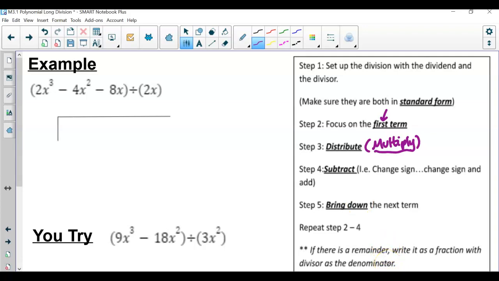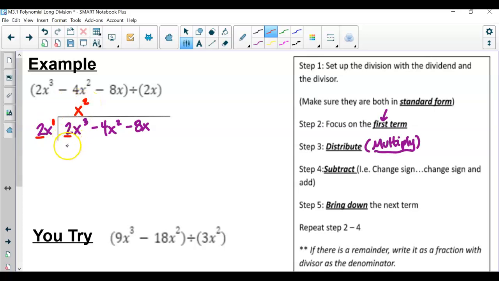So here I'm going to set up my division. So 2x, here is my divisor. And then let's set up our dividend. So 2x cubed minus 4x squared minus 8x. Notice how we are in standard form. Now I'm going to divide. First term into the first term. Well, focus on the values, right? 2 goes into 2 one time. But here I have 1x. How many more x's do I need? Just 2. So x squared.